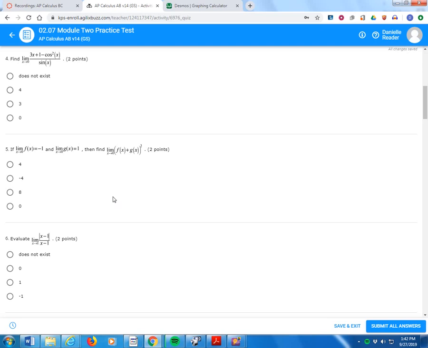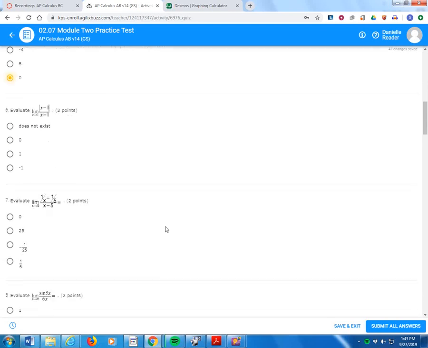If the limit as x approaches 0 of f of x is -1, and the limit as x approaches 0 of g of x is 1, then find the limit of (f of x plus g of x) squared. Well, the limit of f of x is -1, the limit of g of x is 1, so when I add those two limits, it's just 0 squared, which is 0. Okay.